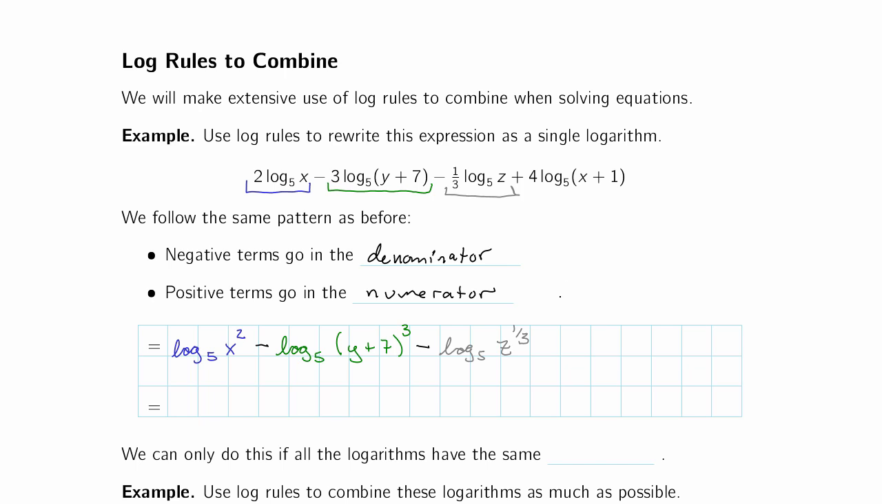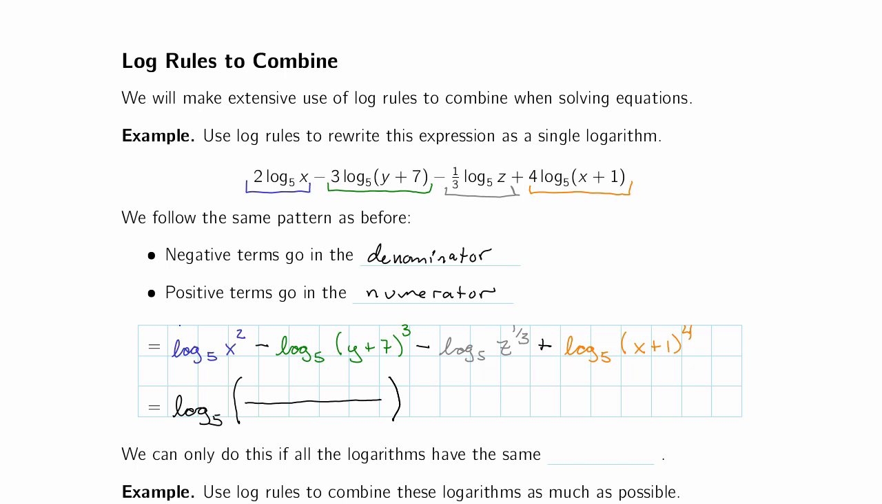And then I have a plus sign, and I have this term. 4 times the log of x plus 1. That's going to be the log of x plus 1 to the 4th. So that's just the log of a power rule to push the exponents in. And now we're going to combine them. We're going to have one big log, and we do see some subtraction. So it's going to be one big log of one big fraction.